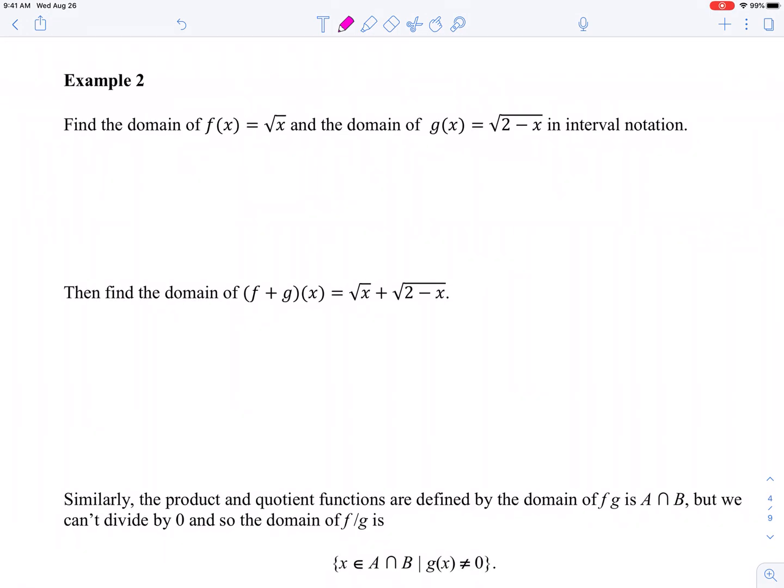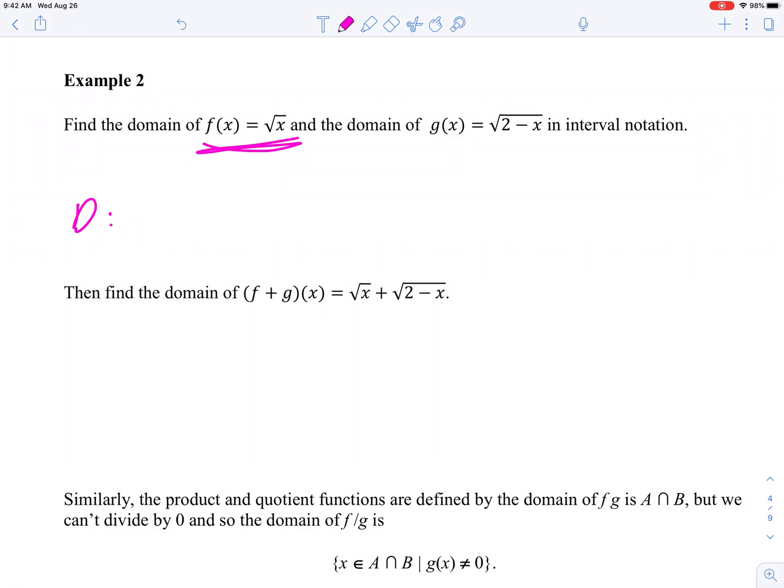All right, so let's do some problems here. Find the domain of f of x equals radical x, and the domain of g of x equals radical 2 minus x, in interval notation. All right, so this one first, radical x, the domain. You've got to think about these domains. You don't always have to memorize things. Sometimes it's better just to understand. If you're taking the square root of something, of course we have to assume we're in the real plane. Remember, you're not allowed to take the square root of a negative number in the real plane.